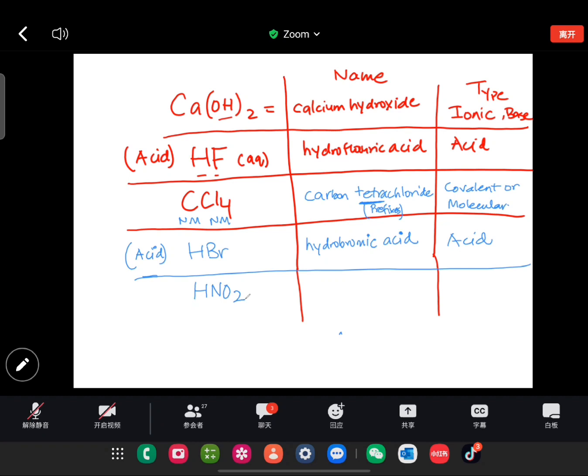HNO2. Nitrous acid. And I'll tell you how that word is nitrous. Now, NO2, when you see your periodic table sheet, the name is given as nitrite. Nitrite. Where is my eraser? There you go.